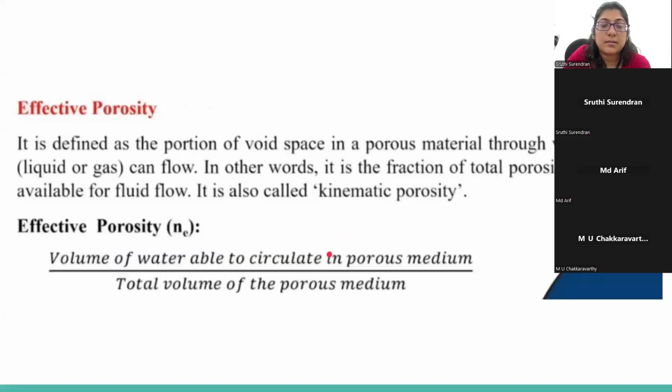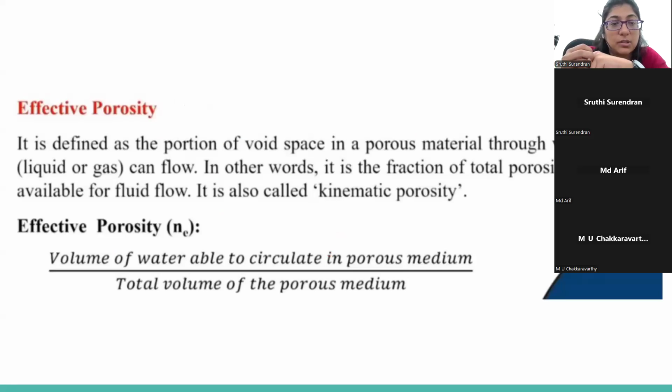Okay, so let's discuss the concept of effective porosity. The correct answer is D, both A and B. Effective porosity is also called kinematic porosity. When you take an entire porous medium, in some portion of it there might not be water flow, and in some portion there will be water flow. That portion of the porous material through which water or gas or any fluid flow is happening is called the effective porosity.